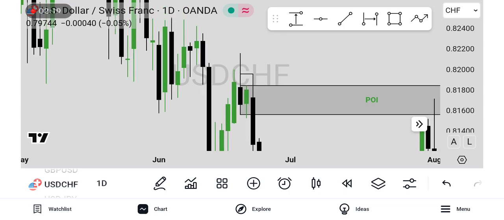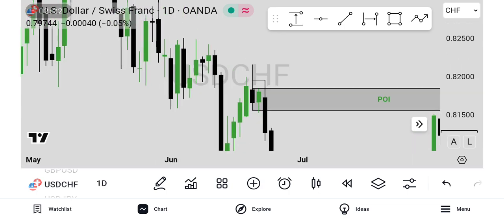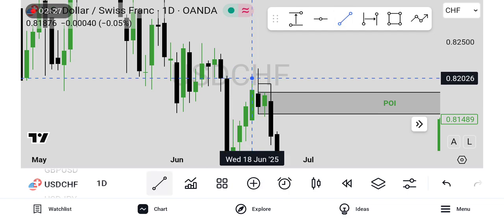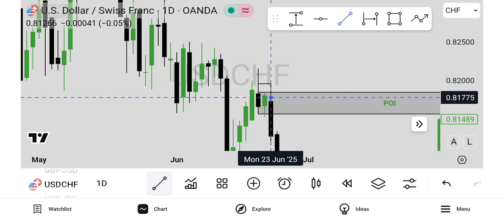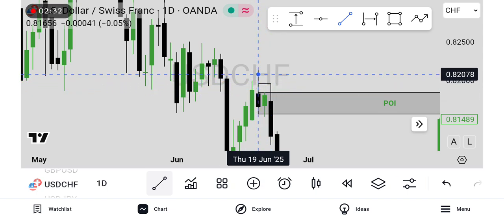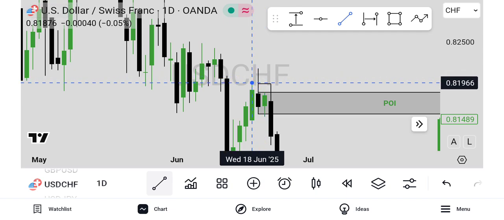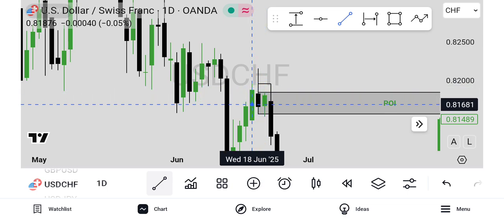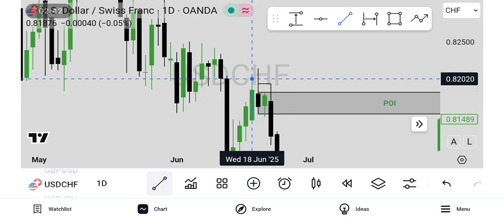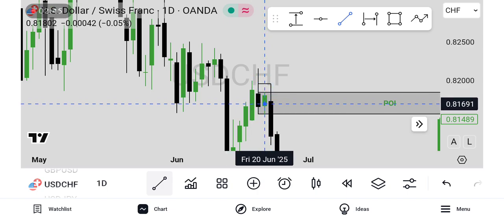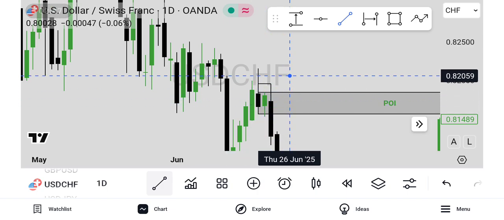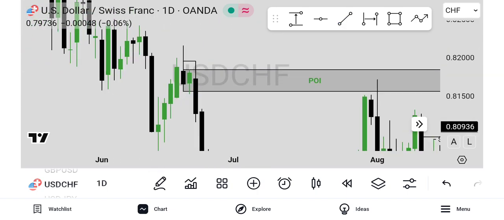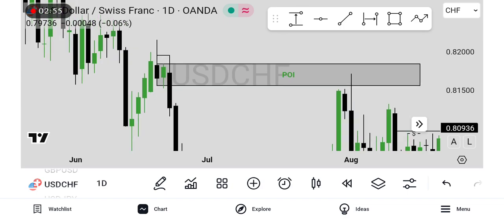Now, if you look, before this supply block was formed, there was a form of liquidation. Look at this green candle and look at this black candle. This black candle, this daily candle, liquidated the previous daily candle before this supply block was formed, making it a strong area where price may react from. Now, after drawing it, you can see how price reacted.